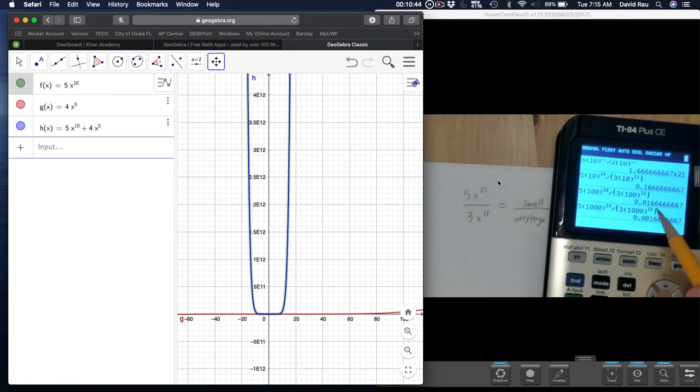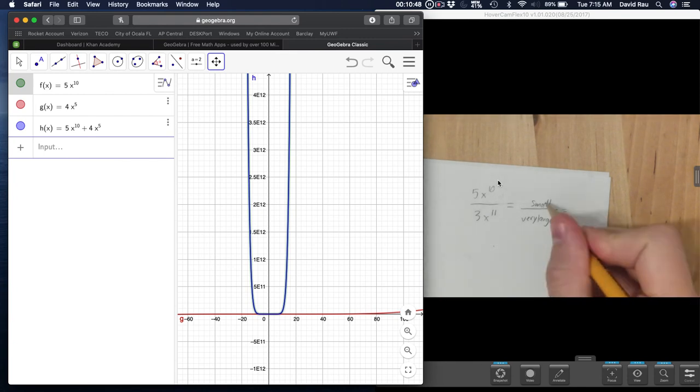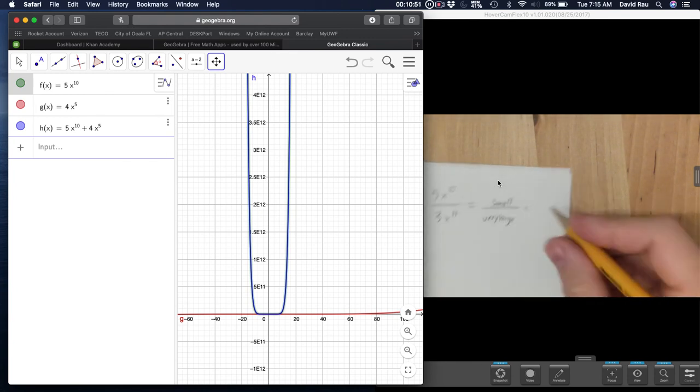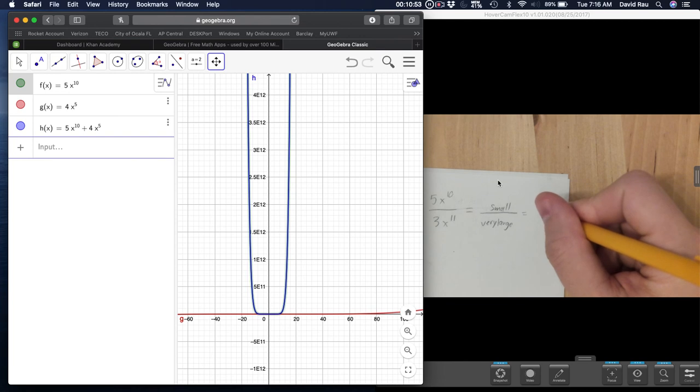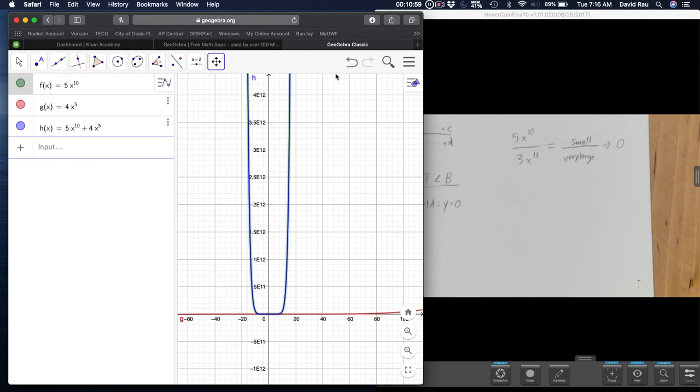So the more zeros you add, the smaller this gets. So in other words, a relatively small number over a larger number is going to approach, I'll say, it's going to go towards 0. Okay, hopefully I've explained that enough to get the idea.